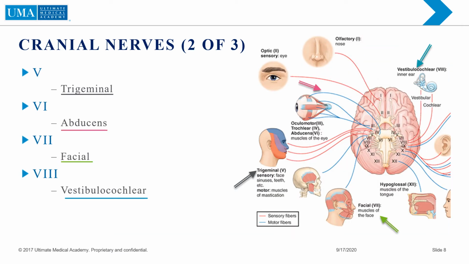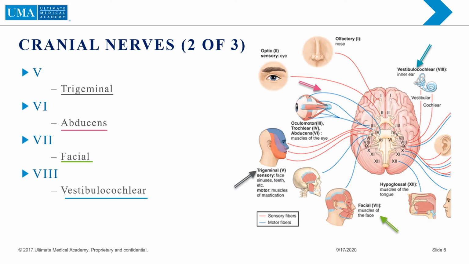The trigeminal nerve, cranial nerve 5, is responsible for the sensory nerves to the face, sinuses, teeth, and more, and the motor nerves to the muscles that are used for mastication, or eating and chewing. The abducens nerve, cranial nerve 6, is another nerve responsible for the muscles of the eye.